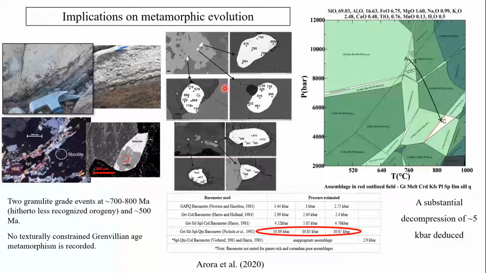Texturally constrained monazites record no granulation event at all. The 800 Ma event is typically recorded in monazites present as inclusions within garnets. And decompression of about 5 kilobar is indicated, suggesting a tectonic uplift of about 15 kilometers during the closure of this Pan-African orogeny, which again signifies that at that time also thrust-related tectonics similar to modern orogenic belts existed.